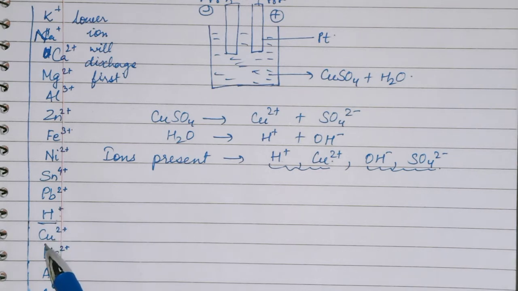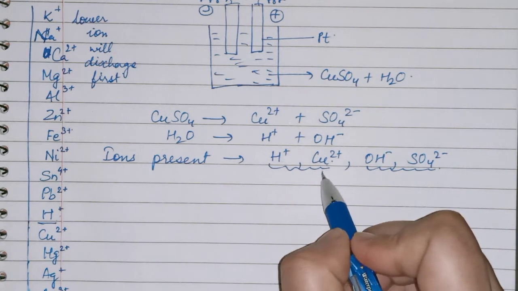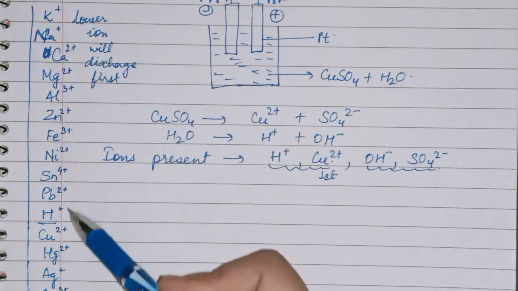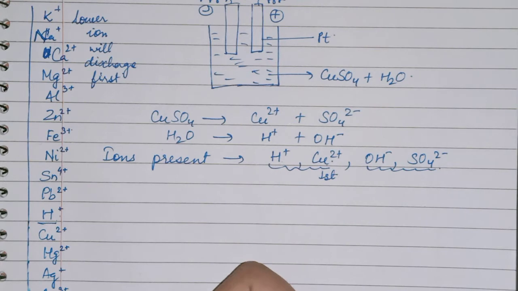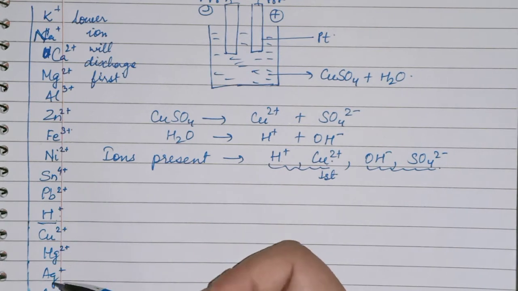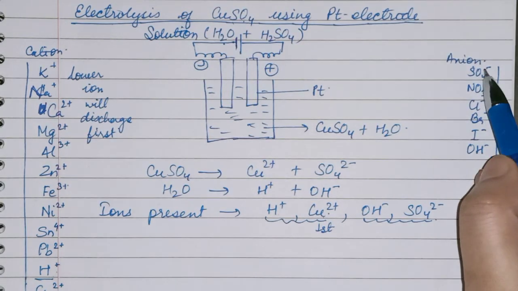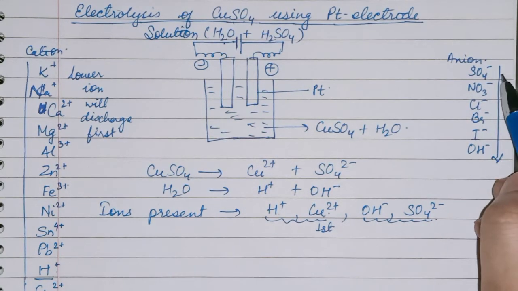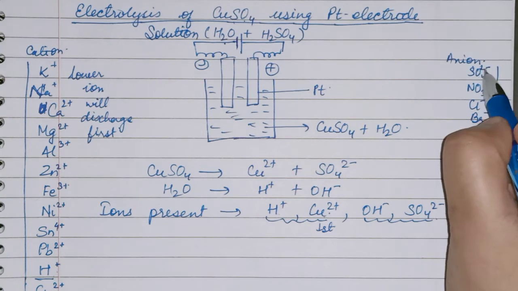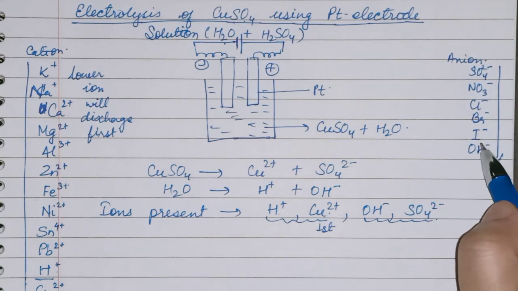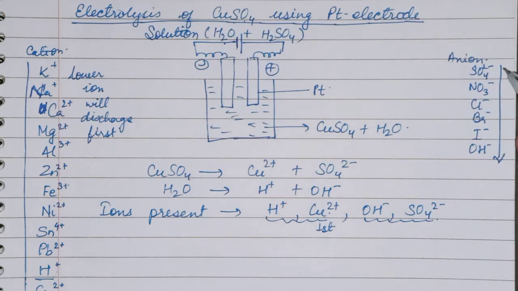Hydrogen and copper. Copper is lower, so copper will get discharged first. Okay. So whatever ion is lower in the series, it will get discharged first. And for this, now for anion, I have given this series before also. SO4 2 minus, NO3 minus, Cl minus, Br minus, I minus, OH minus. So as we are moving down, the tendency to get discharged first will increase.